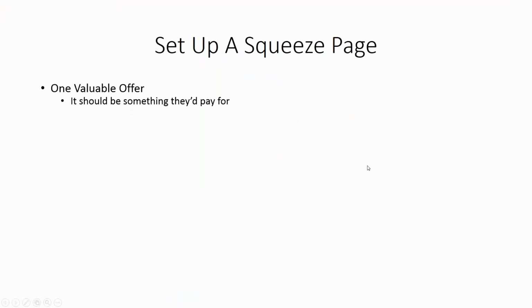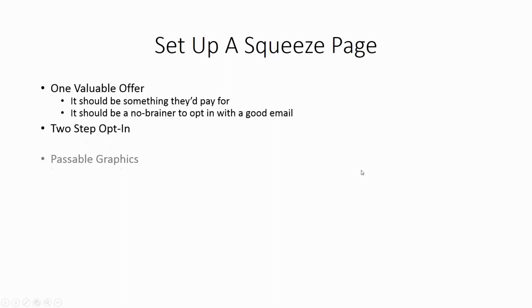Okay, I think I said it should be something that they pay for, and it should be a no-brainer for them to opt in with a good email. If possible, use a 2-step opt-in. Your graphics only have to be passable, right? And that's really what I talked about yesterday. They don't have to be fantastic. They just need to be passable.